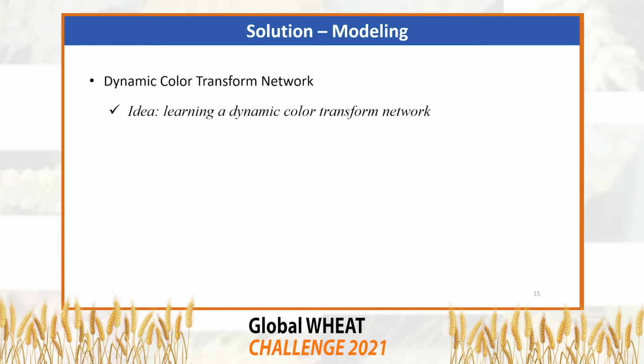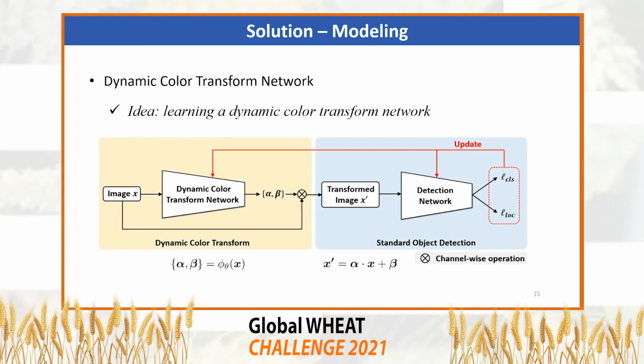Inspired by this observation, we come up with the idea of learning a dynamic color transform network. This figure illustrates the pipeline of our method. Specifically, we first pass the input image X through the DCT network to predict color transform parameters alpha and beta. They are used to obtain the transformed image X prime. Then, we perform standard object detection on X prime to compute the losses, which are used to update the DCT and the detection network. It is worth mentioning that our DCT is general. We can cooperate DCT with any existing object detectors. Here, we only instantiate our DCT on Scaled-YOLOv4.